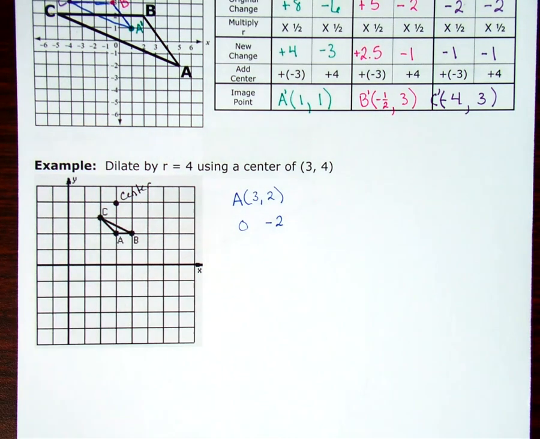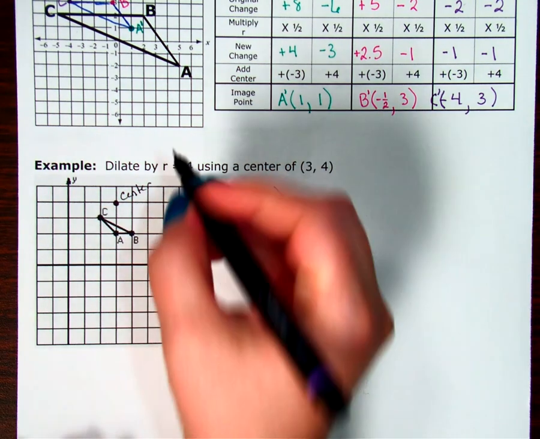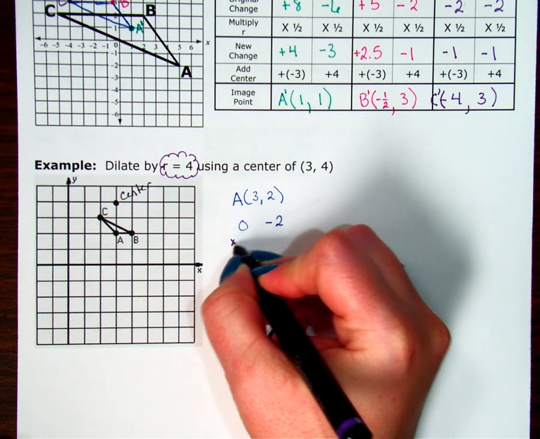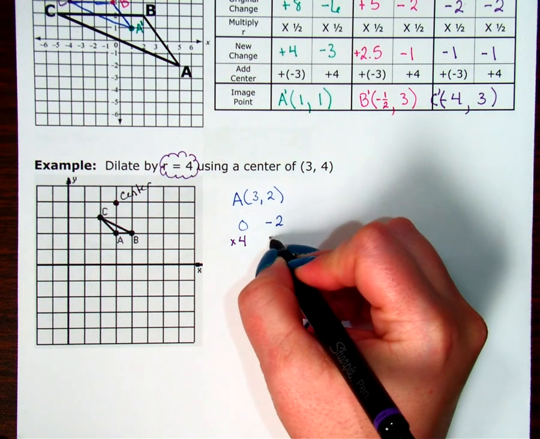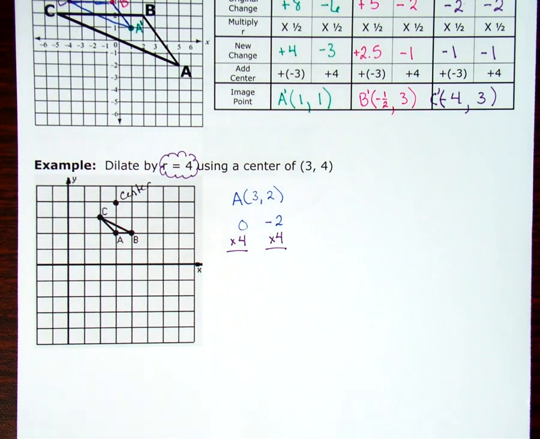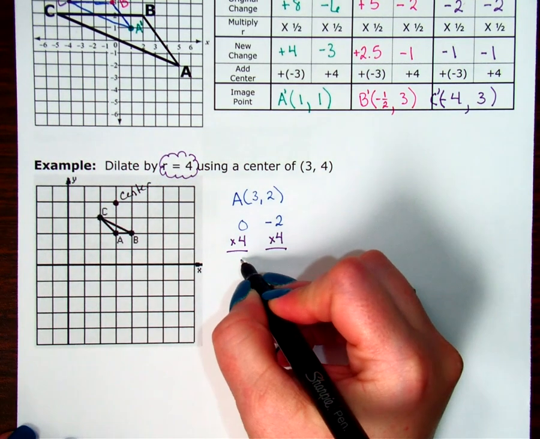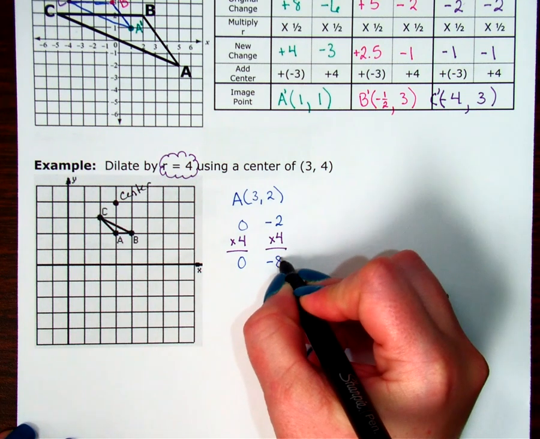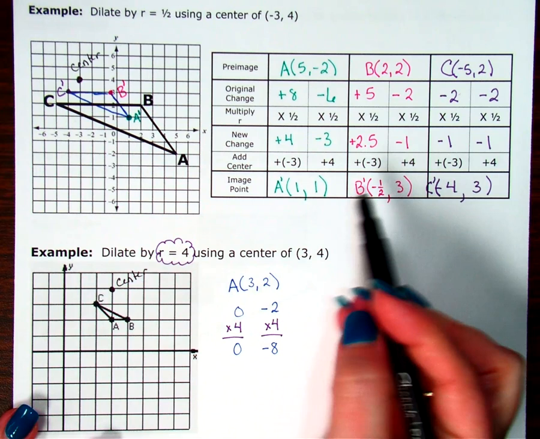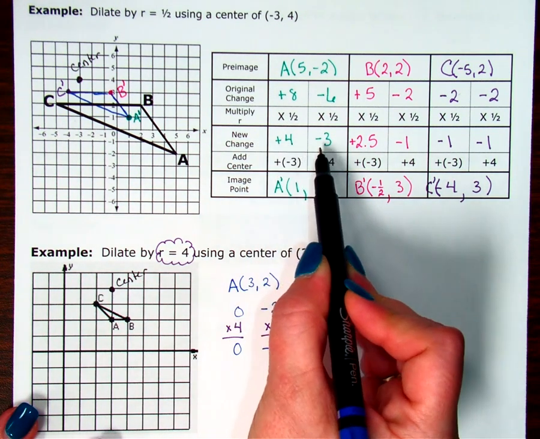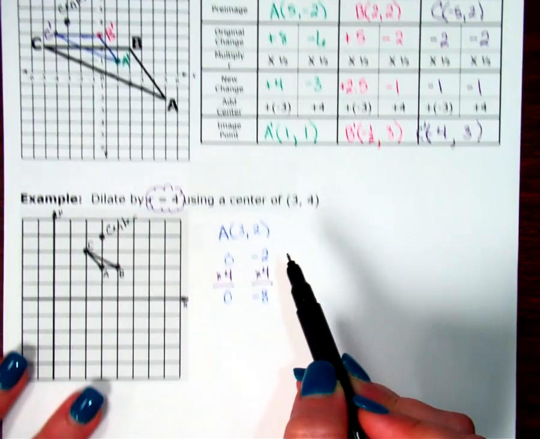Okay? Then remember, we're going to take that change and we're going to multiply it by the scale factor, which is 4. So I'm going to multiply my x change and my y change both by 4. When I do that, I'm going to get 0 times 4, that's still just 0, and negative 2 times 4 is a negative 8. Okay? So then after we multiplied by the scale factor, we had our new change. So my new change is 0, negative 8.